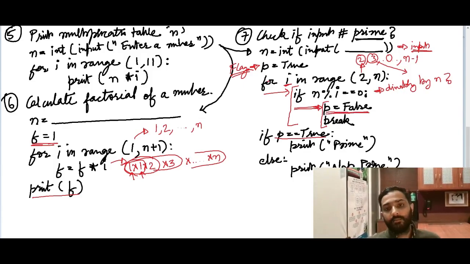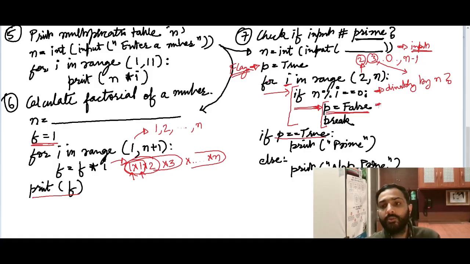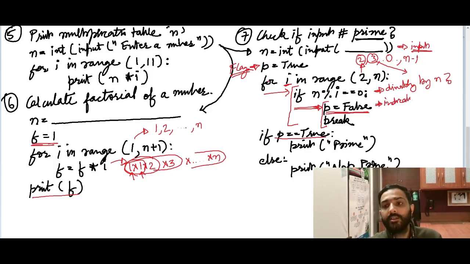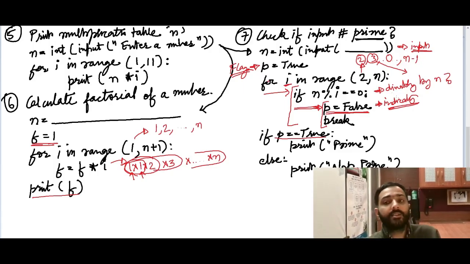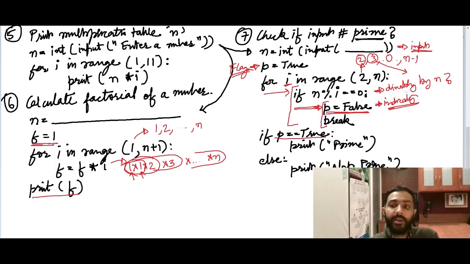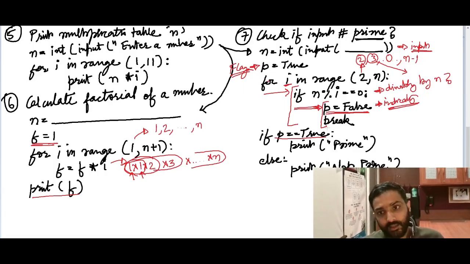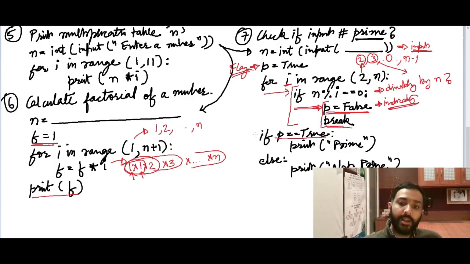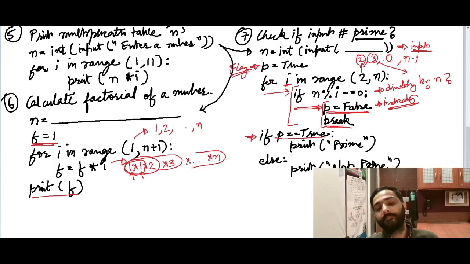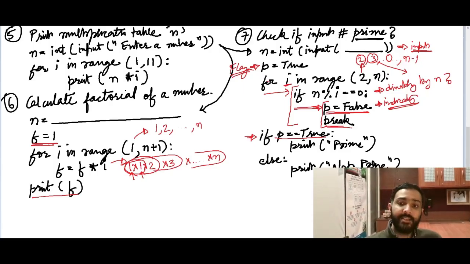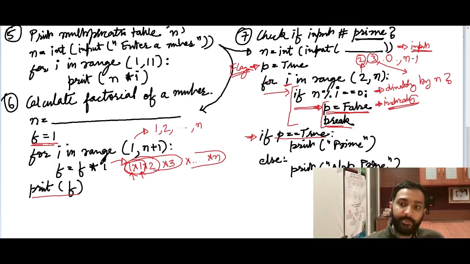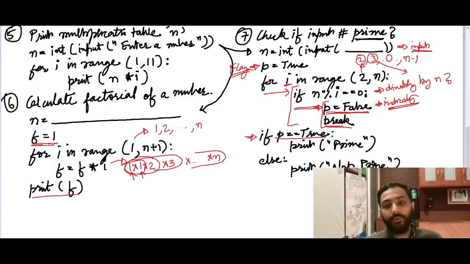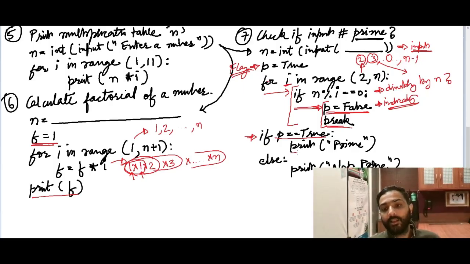This flag variable is only used for indicating that we have found a number which is less than n and greater than 1, by which n is divisible. So this is only for indication purposes, and after that the loop is broken and the execution comes to this line. And here we check the indication. If p equals false, then this condition will be false and this line will not get executed.